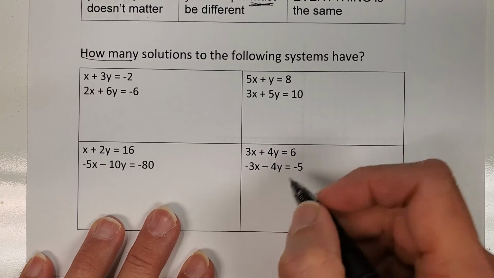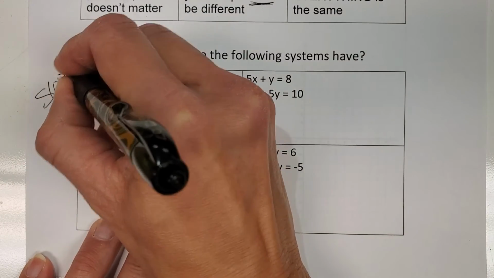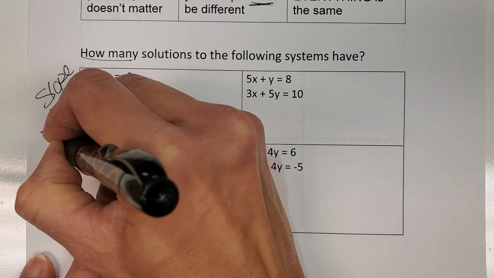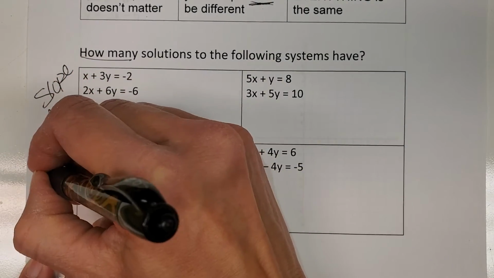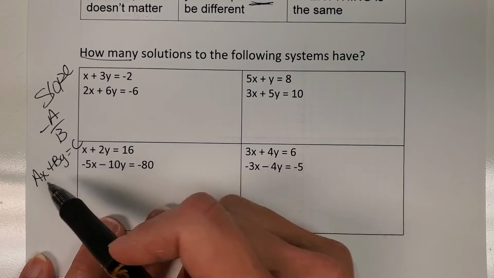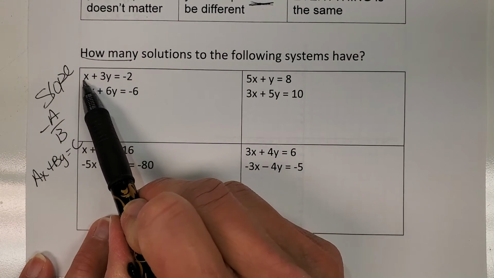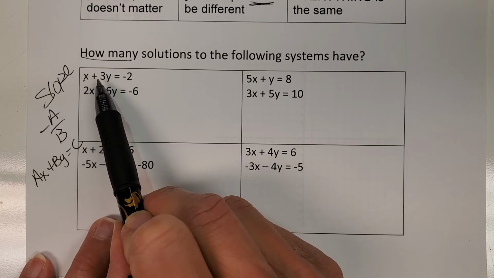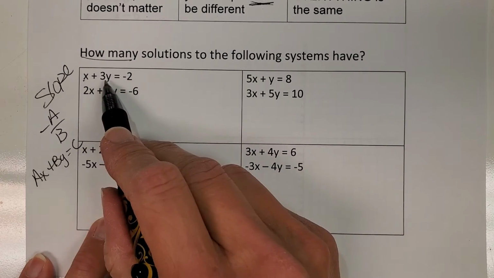So the easiest way to find slope when things are in standard form is -a over b. And remember, standard form is ax plus by equals c. You should know that, but just to put it down in case you don't know. So we're going to take the opposite of the coefficient of x, divided by the coefficient of y.